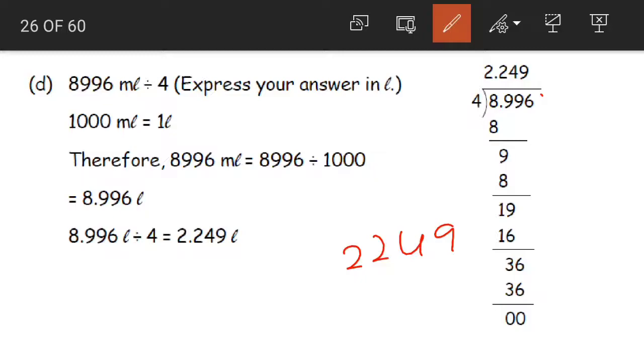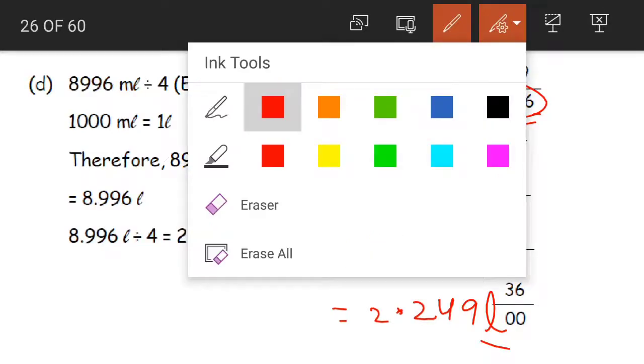Now as in 8.996 we have 3 decimal places, that is nothing but we have a decimal point after 3 digits from the right. So even in our quotient, we'll place the decimal point after 3 digits from the right. That is here, 2.249. Is this clear, children? This will be in liters. Why will it be in liters? Because the dividend here is in liters, so the quotient will also be in liters.